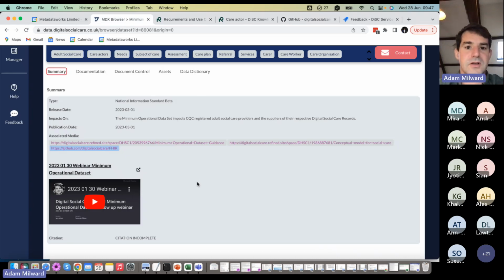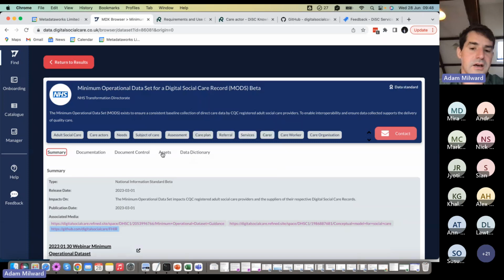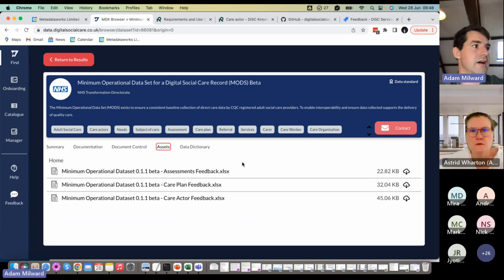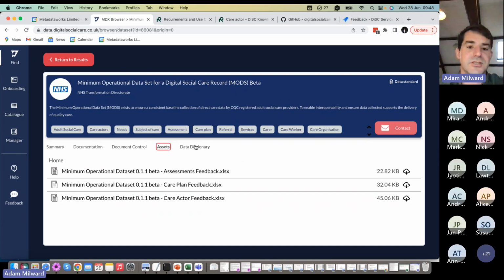In terms of the specification itself, you can go to assets and download applications. So we've got instruments, care plan, care actors. And what we've done is we've created feedback forms for each of those, and I'll talk a little bit about that because we're really asking people to provide feedback on each part of that specification. And then we've got the actual specification itself, and that's what we'll be going through today.